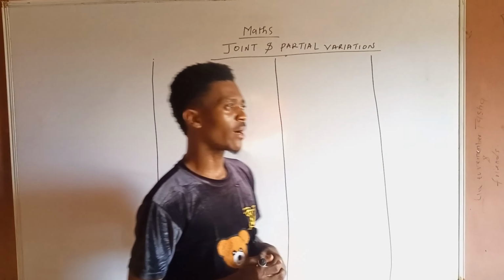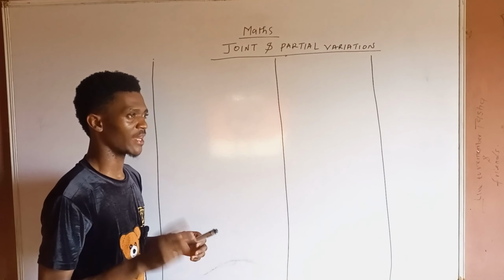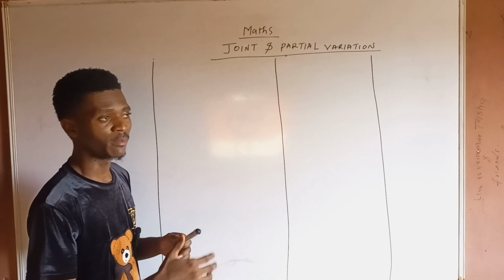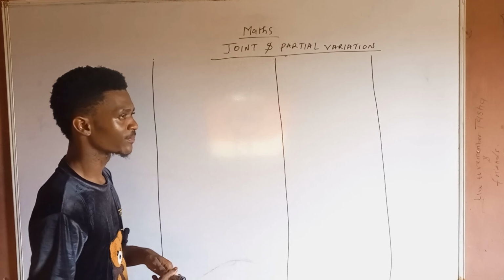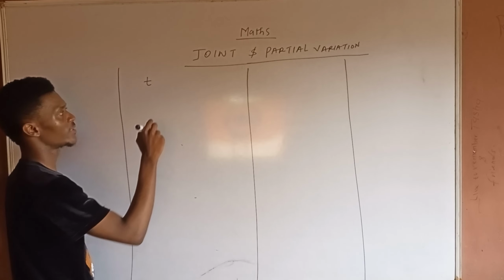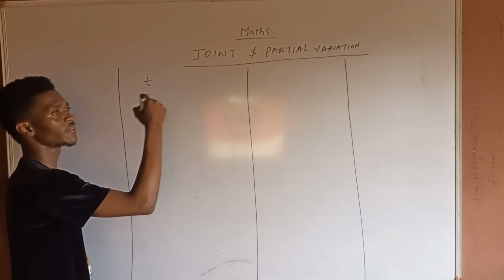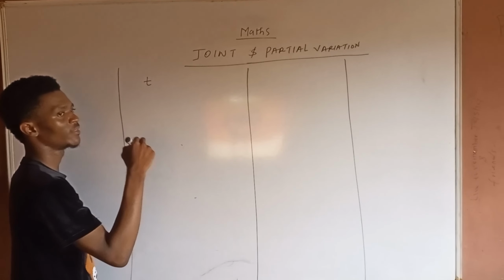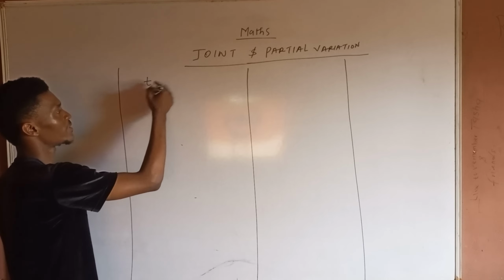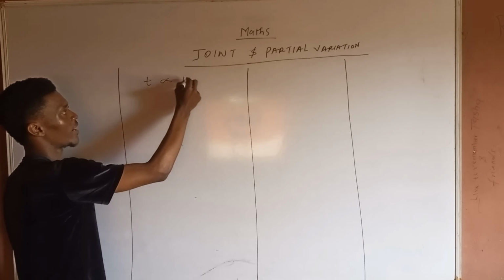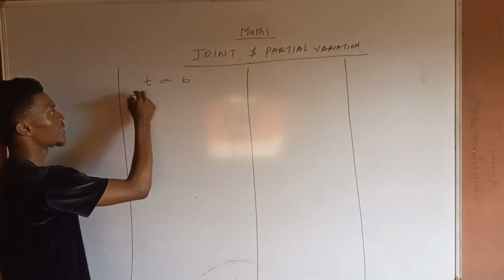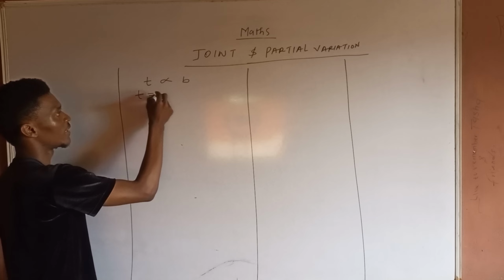So now, when you are giving questions in partial variation, like I said, two constants, one stays on its own while the other is attached to the other quantity or variable that is given in the question. If I say that t is partly constant and partly varies directly as b, the interpretation of that is that first, you are only interested in the two quantities. T varies directly as b.